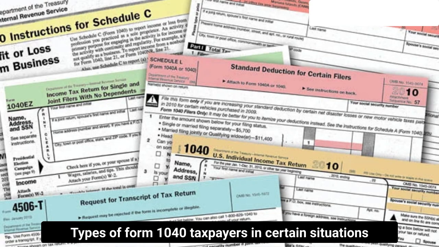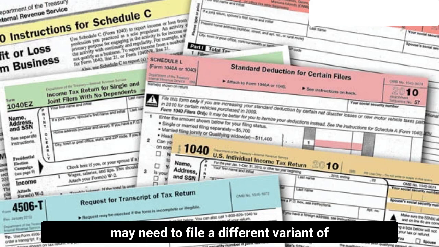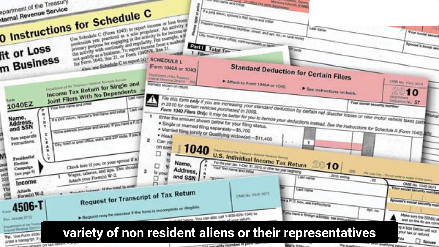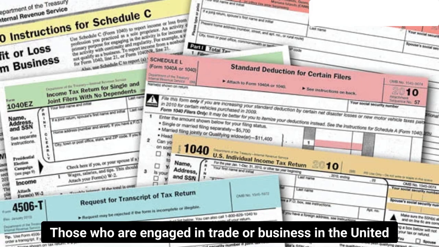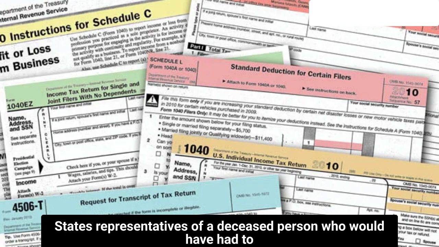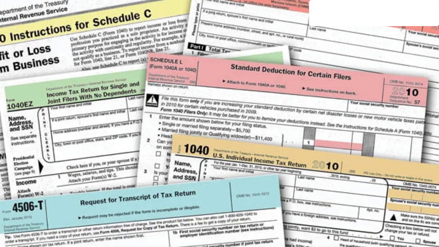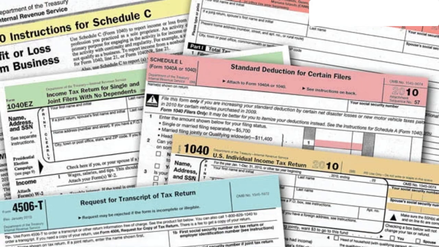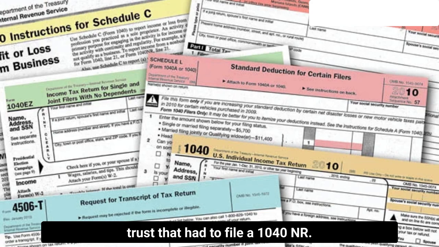Types of Form 1040. Taxpayers in certain situations may need to file a different variant of the 1040 form instead of the standard version. Below are the options. Form 1040 NR. A variety of non-resident aliens or their representatives need to file this form. Those who are engaged in trade or business in the United States. Representatives of a deceased person who would have had to file a Form 1040 NR. Those who represent an estate or trust that had to file a 1040 NR.